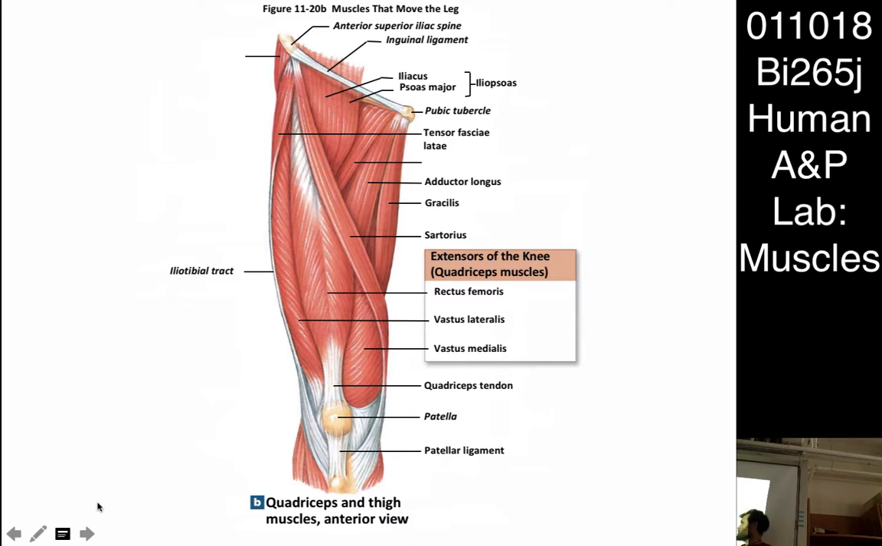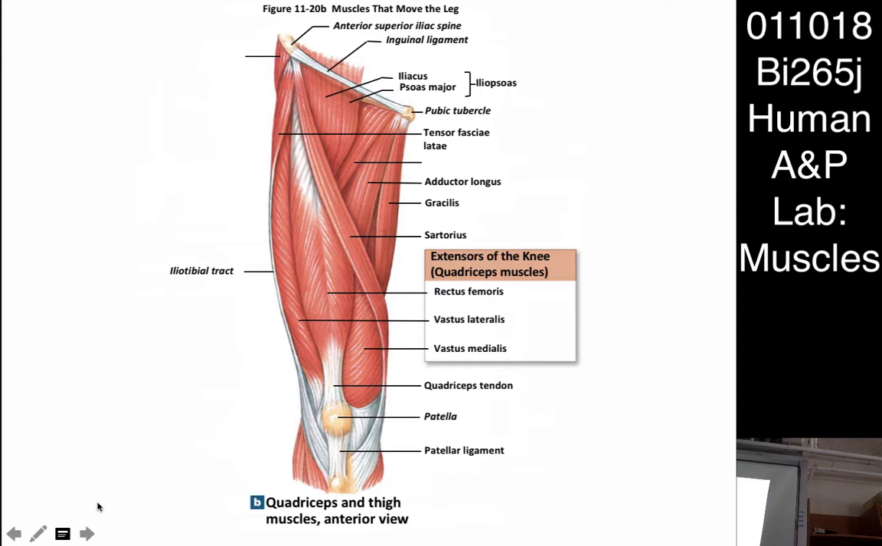Sartorius is this muscle that crosses medially, heading distally, across the front of the thigh, attaches at the iliac crest down to the medial aspect. And the sartorius is the third muscle of this muscle group that I'm going to point out.